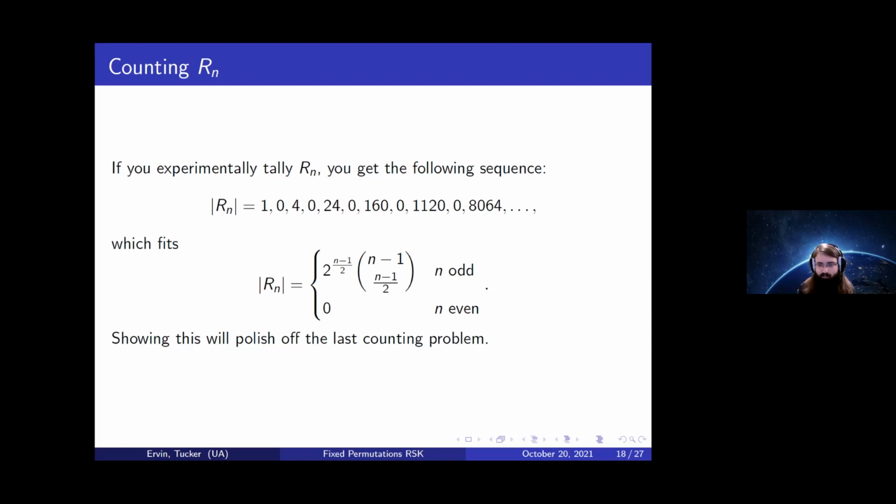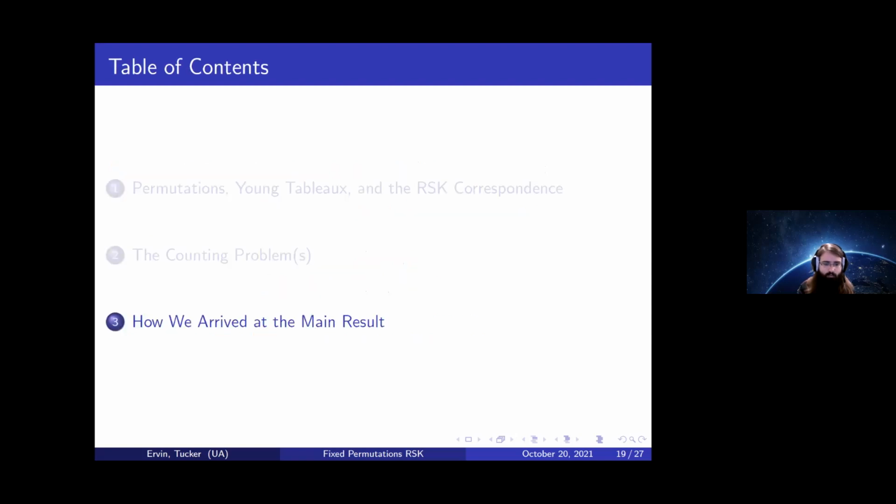And if we can show this, this will polish off the last counting problem and give us a really nice formula for the number of permutations in Rn. And so that's what we set out to do, and thankfully we were able to do so. I'm going to walk you through how we arrived at this main result. I'm not going to do the proofs. I'm just going to give you the way we stumbled into it.